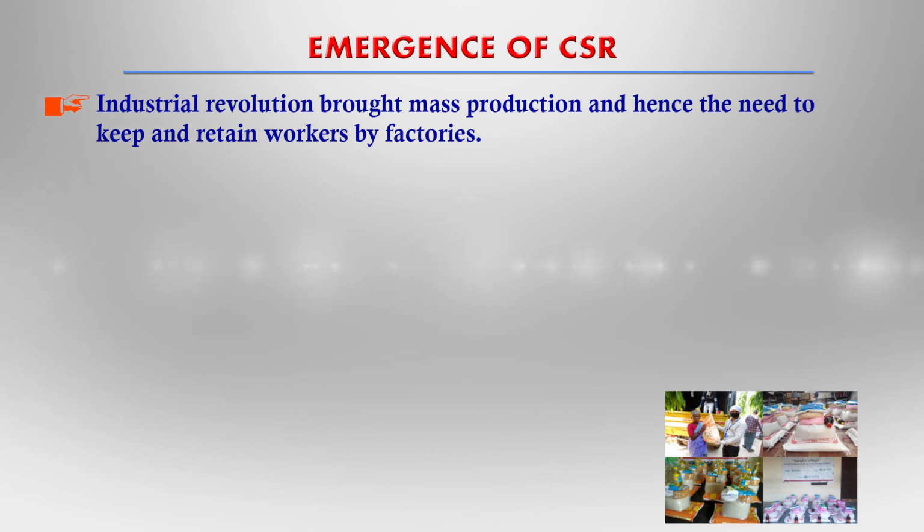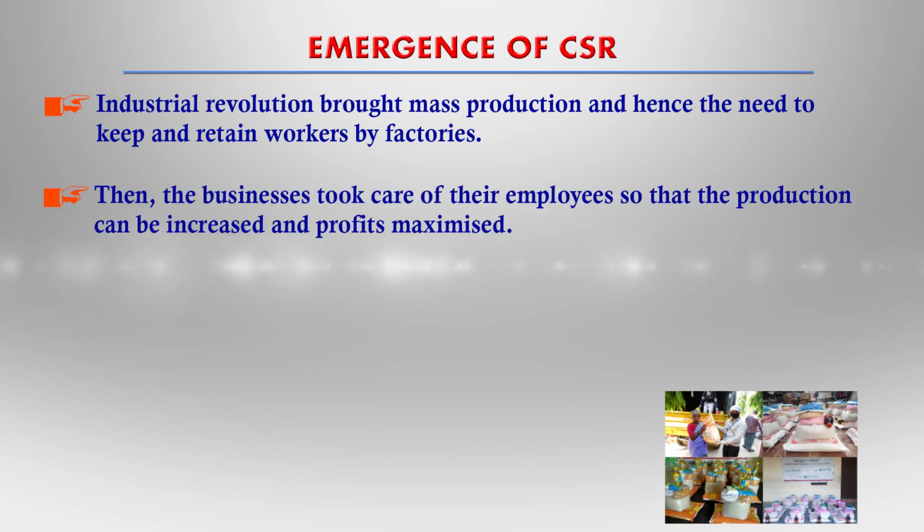You all know, in the early 19th century and early 20th century, there was an industrial revolution. When we look at the history, there is a first industrial revolution and a second industrial revolution. All those historical facts you must have learnt when you studied history. The industrial revolution brought mass production and hence the need for factories to keep and retain workers. Then the business took care of their employees so that their production could be increased and profit maximized.